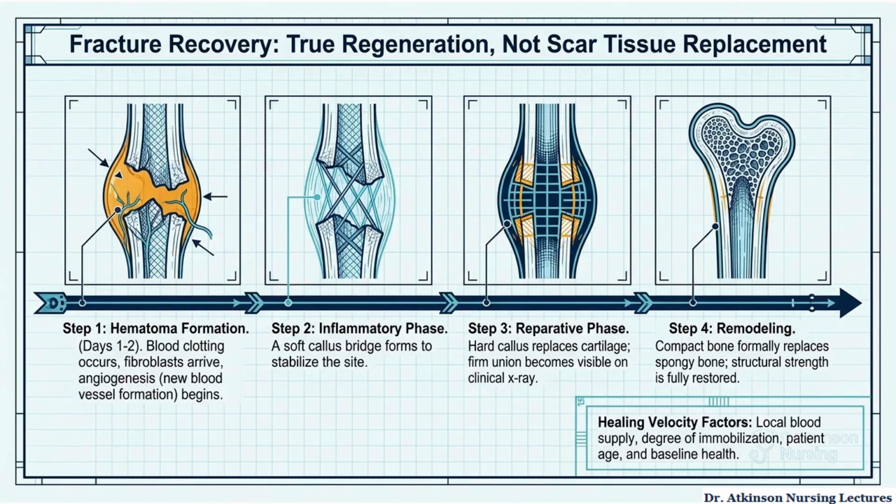Bone heals by regenerating new bone, not by forming scar tissue. First is hematoma formation, where clotting, fibroblasts, and new blood vessels begin repair. Good blood flow is essential, or healing slows. Next, inflammation creates a soft callus that stabilizes the fracture. Then the reparative phase forms a hard callus visible on X-ray. Finally, remodeling restores full bone strength. Healing depends on blood supply, immobilization, age, and overall health. Older adults and patients with diabetes or poor circulation heal more slowly.